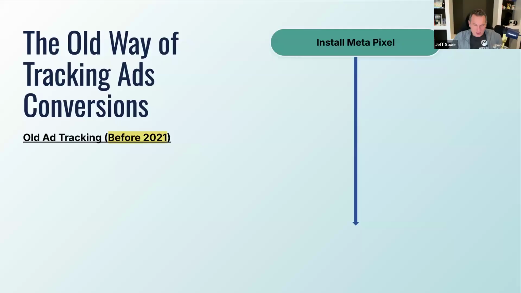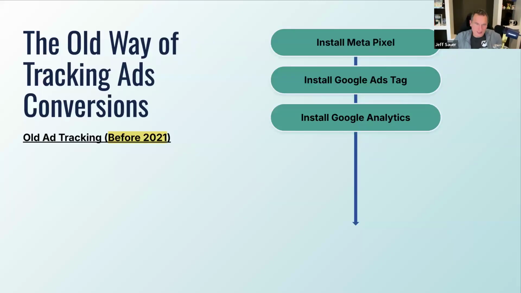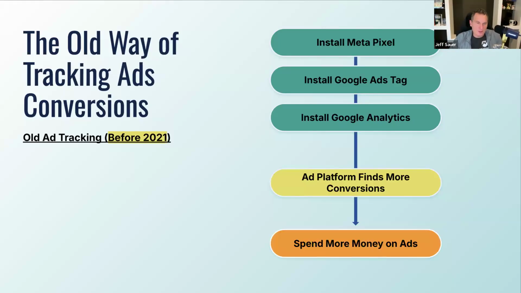Now, the old way that we used to do things, this is before 2020 and 2021, was that we would be able to install a pixel, let's say Meta's pixel, the Google Ads tag, as they call it, put your Google Analytics on your site, and it would allow you to send conversions to your ad platforms. And, whether it's through your Google Analytics goal import or through direct conversions from your pixels and things like that. And then your ad platform would automatically help you spend more money on ads that were profitable.